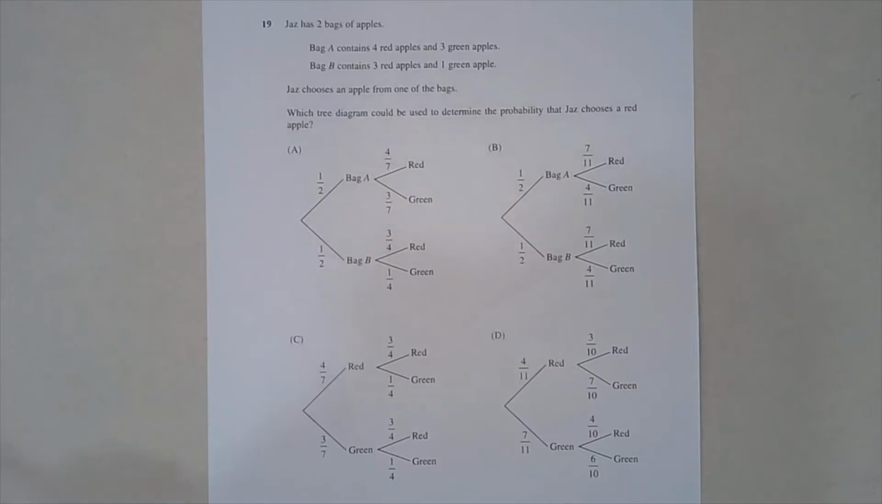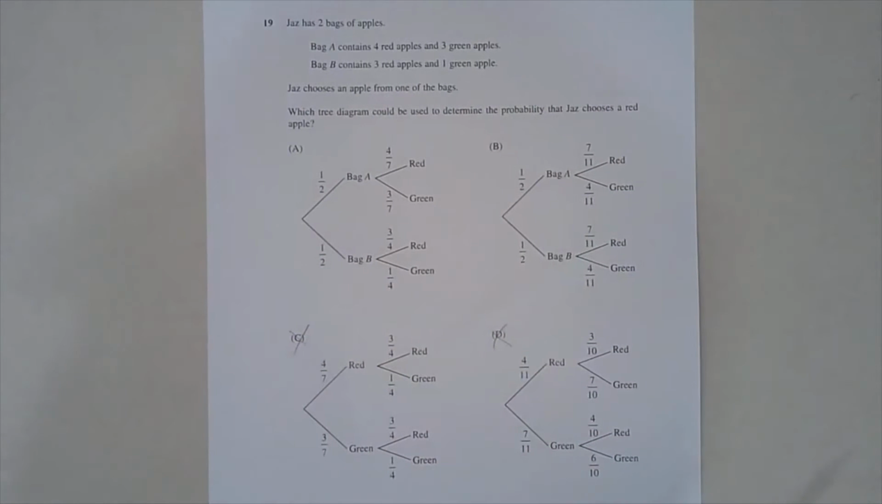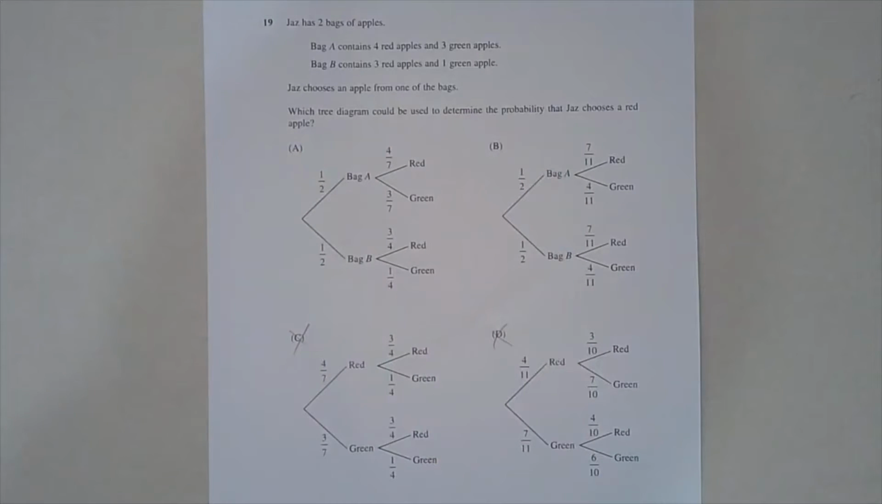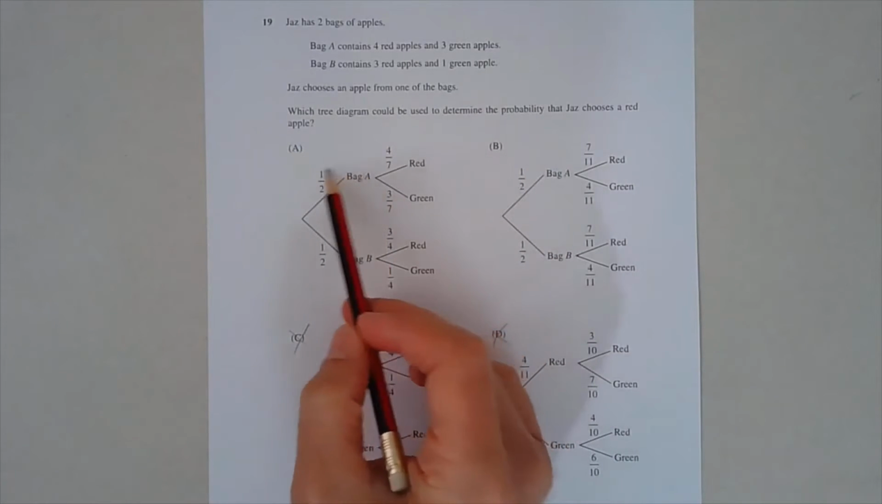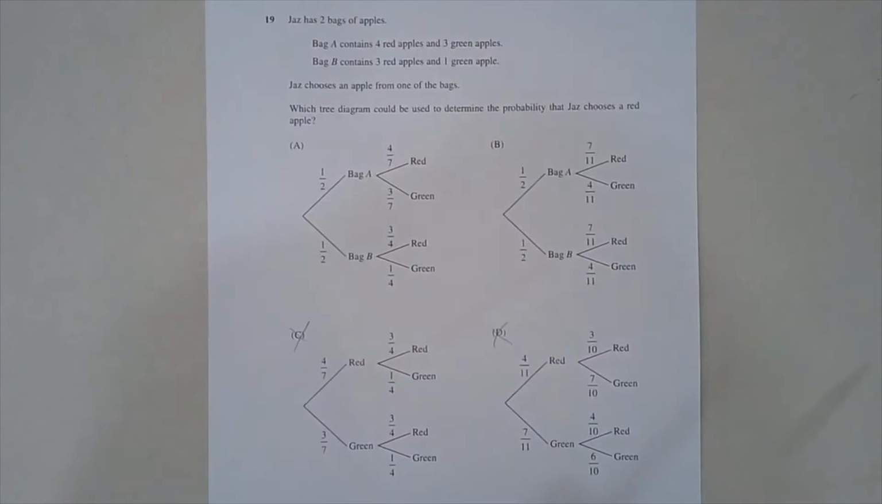Now this is a multi-stage event, so it consists of 2 stages. Stage 1 is to choose a bag, bag A or bag B, and there's a 50-50 chance of one or the other being chosen. So if you look at options C and D, the first stage does not refer to the bag or what bag to choose. So option C is out and option D is automatically out. That leaves us options A and B to choose from. So we have a 50-50 chance of choosing bag A or bag B for the first stage.